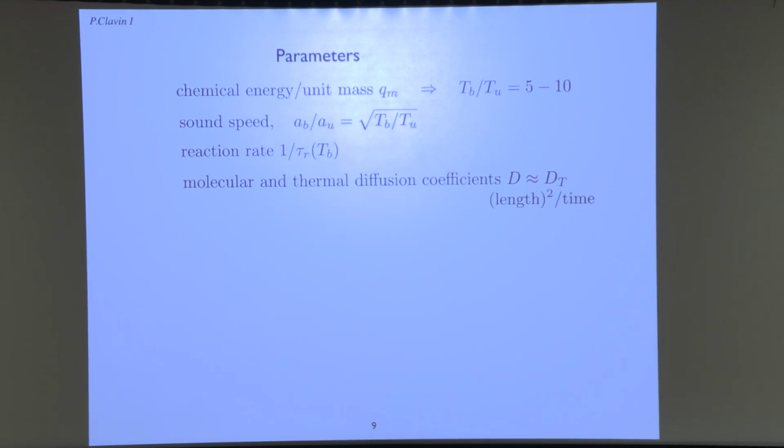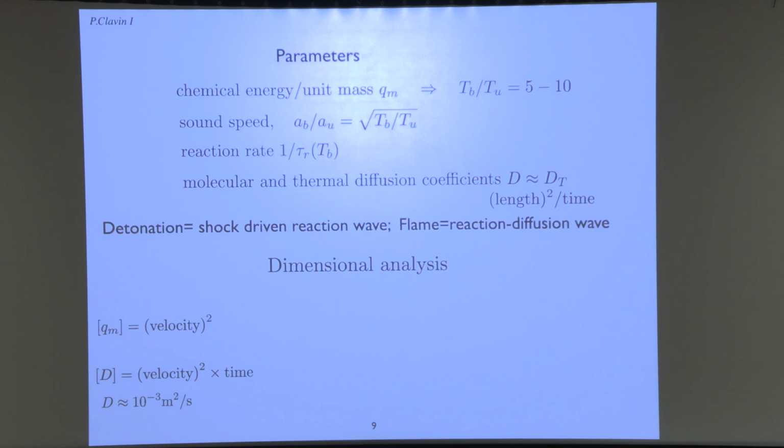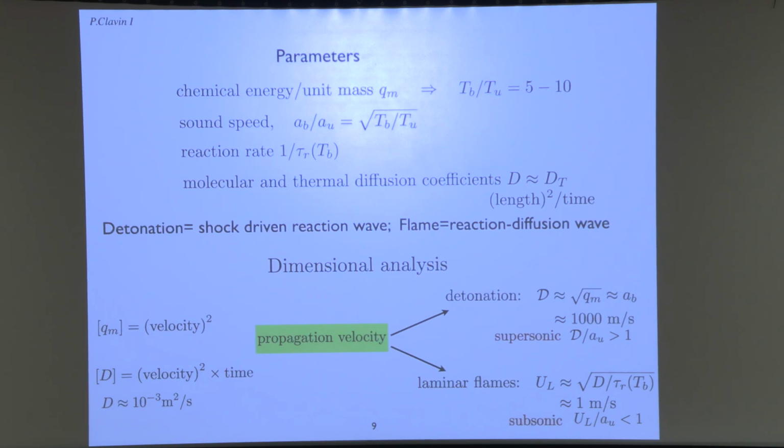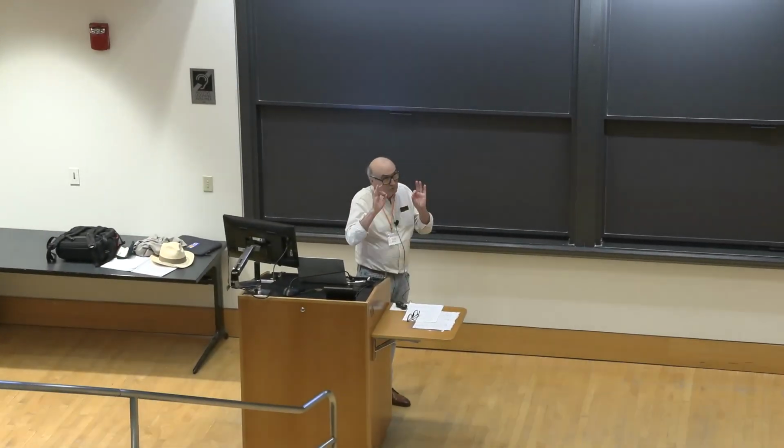Now, looking just at the dimensional analysis and recalling that the heat release per unit mass is just a velocity squared, if you take the square root, you have a velocity. What is it? This velocity is about the sound speed in the burned gas, so it's about 1,000 meters per second. That's all. And this is exactly the order of magnitude that you have for a detonation. It comes from that.